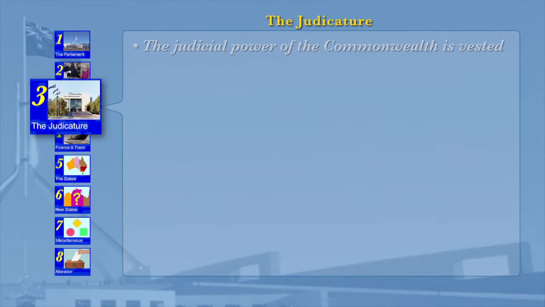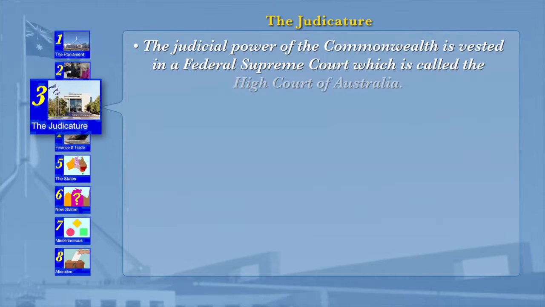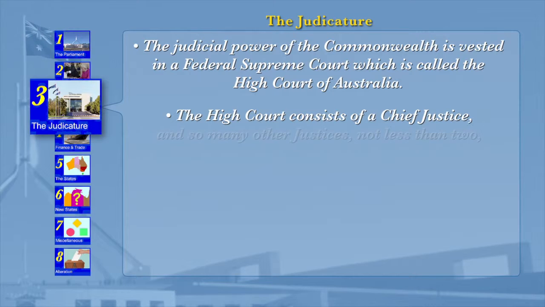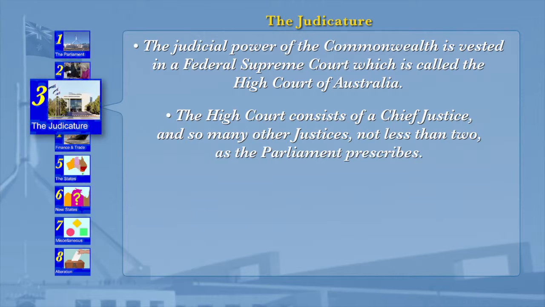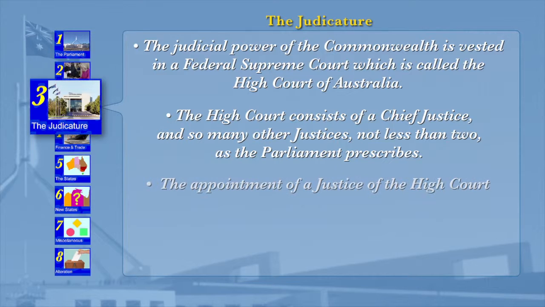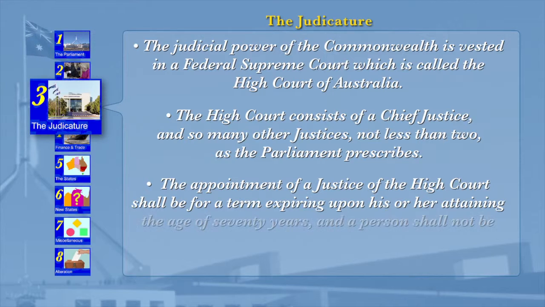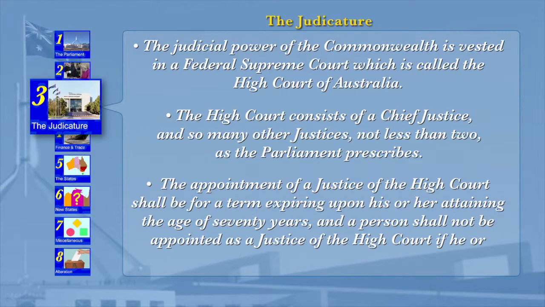The judicial power of the Commonwealth is vested in a federal Supreme Court, which is called the High Court of Australia. The High Court consists of a Chief Justice and so many other justices, not less than 2, as the Parliament prescribes. The appointment of a Justice of the High Court shall be for a term expiring upon his or her attaining the age of 70 years, and a person shall not be appointed as a Justice of the High Court if he or she has attained that age.